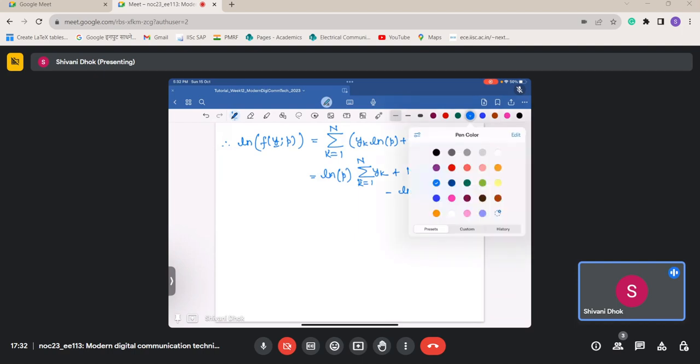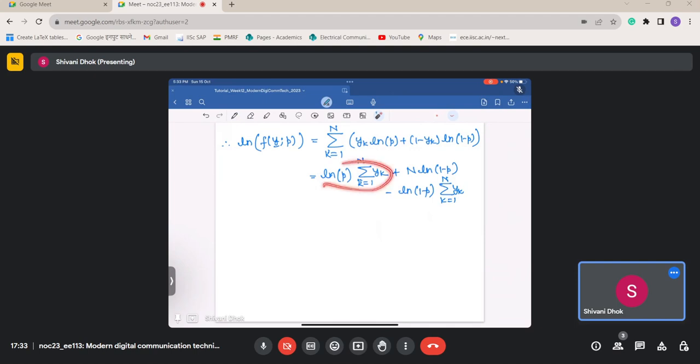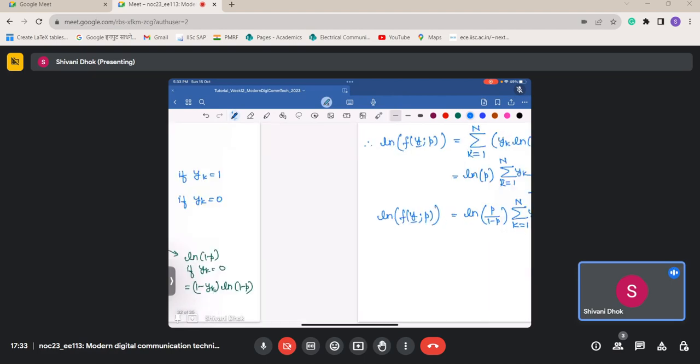So now I can combine these two. These two I can write as log of p upon 1 minus p times summation k running from 1 to capital N of yk, plus n times log of 1 minus p. So this is your log of f of y given p. Now we need to find the argmax of this.